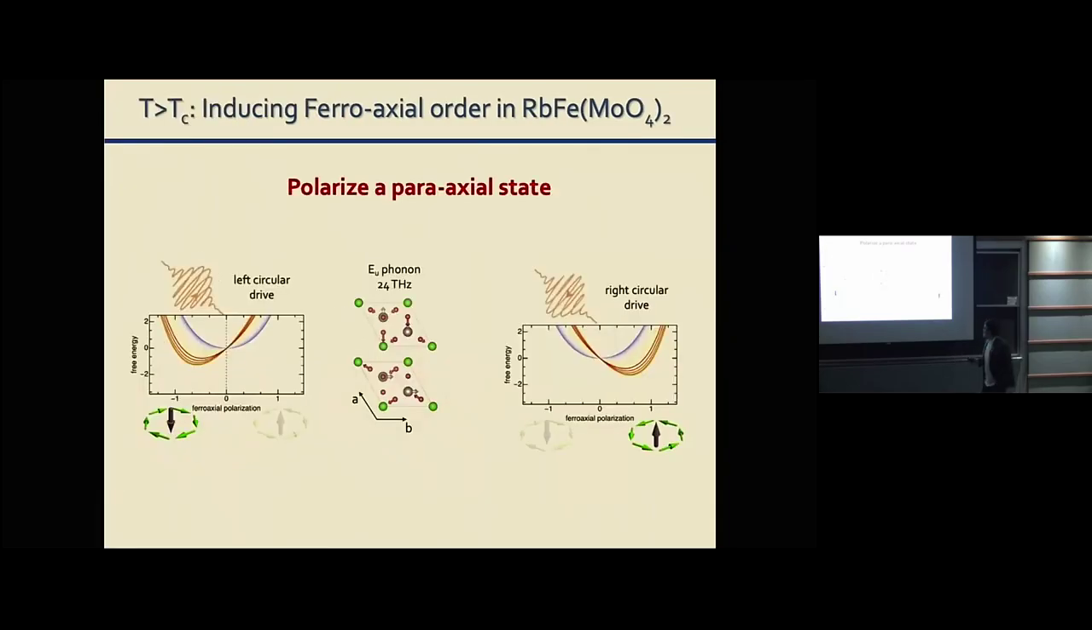So again, let's start at high temperatures. You start here, there is no axial order. You drive the E mode in circles. You couple to the A2g mode, and you displace, by virtue of nonlinear phononics, this ferroaxial coordinate, and you generate the ferroaxial state in one or the other direction, depending on whether you pump right circular or left circular.